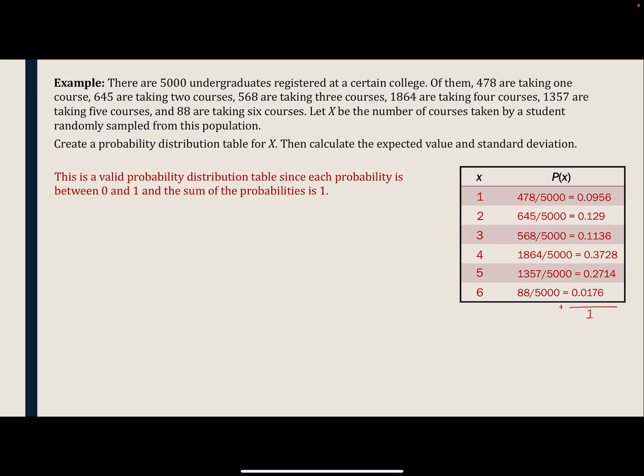I want to now calculate the expected value and the standard deviation. I'm not going to do this by hand. I'm going to use the calculator, and I'm going to put my X's in L1 and the probabilities into L2. And then we're going to use one var stats L1, L2. So again, we're going to have this as our command. Just don't forget to put that L2 into the frequency list.